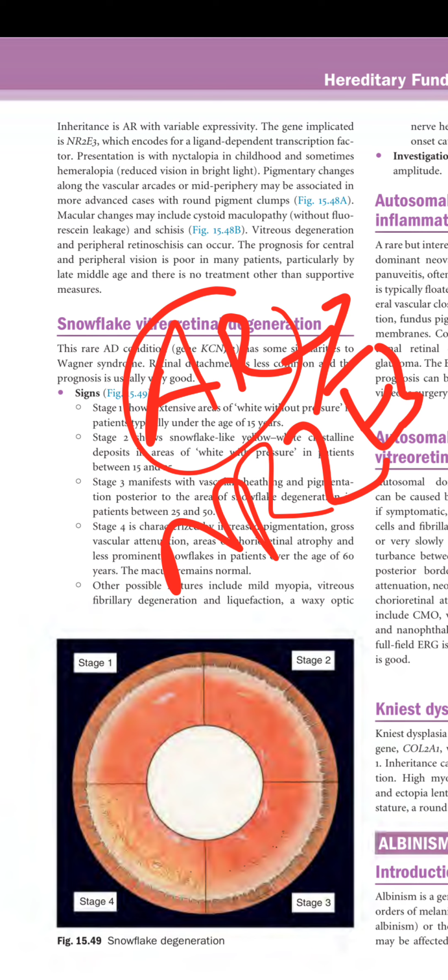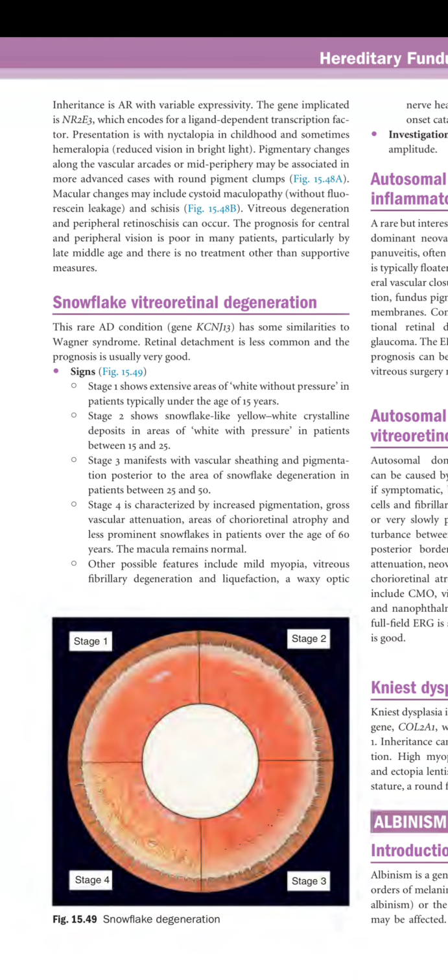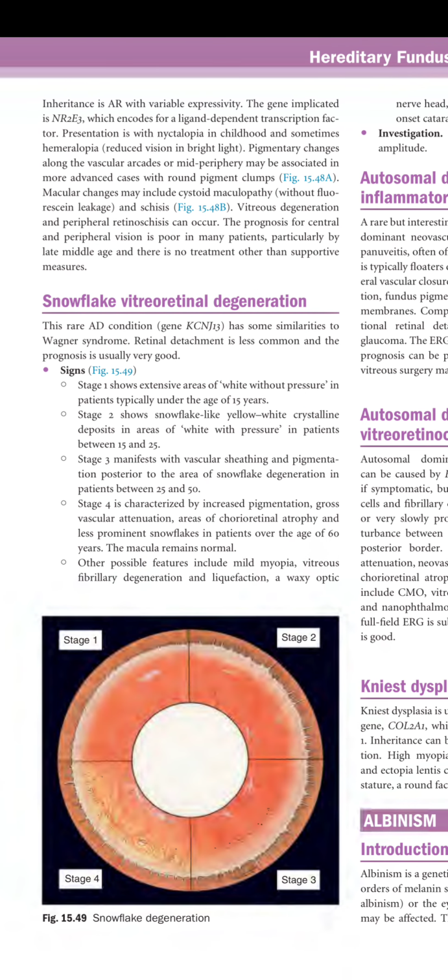Presentation is with nyctalopia in childhood and sometimes hemeralopia. So there is night blindness and reduced vision in bright light. Pigmentary changes along the vascular arcade or mid-periphery may be associated with more advanced cases, with round pigment clumps.